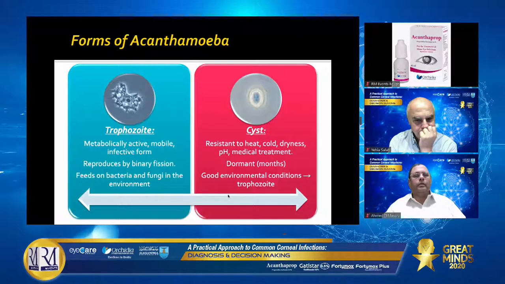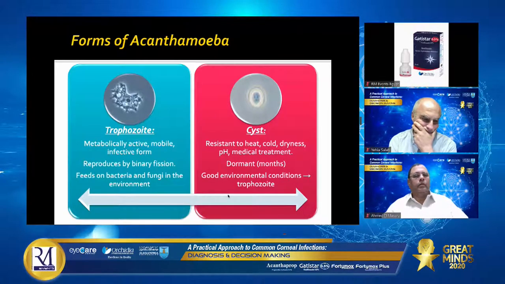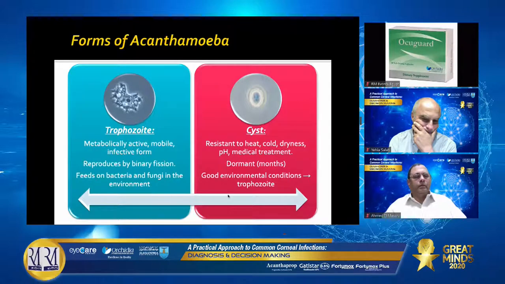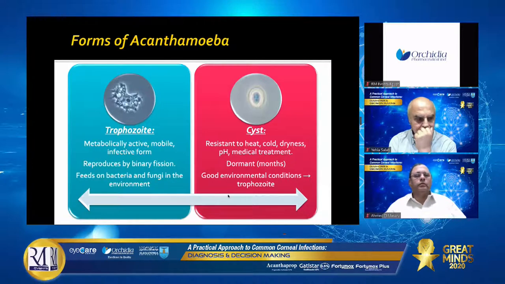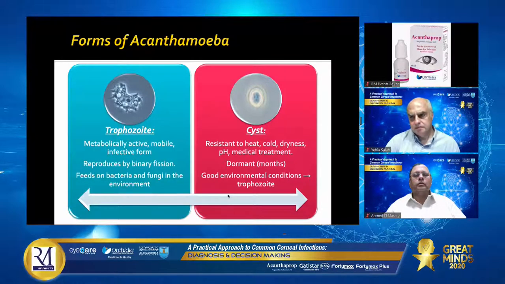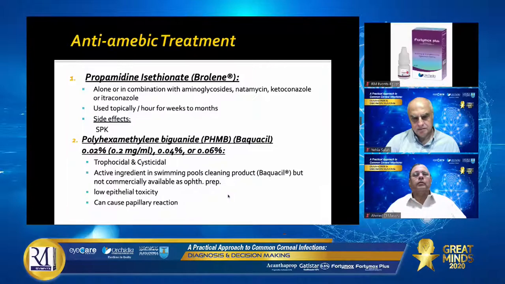First, you have to look at the trophozoite, which is a metabolically active, mobile infective form, and a cyst form, which is resistant to heat, cold, dryness, and pH extremes. It is also resistant to medical treatment. It can stay dormant for months, and then if the environmental conditions improve, it changes into trophozoite.